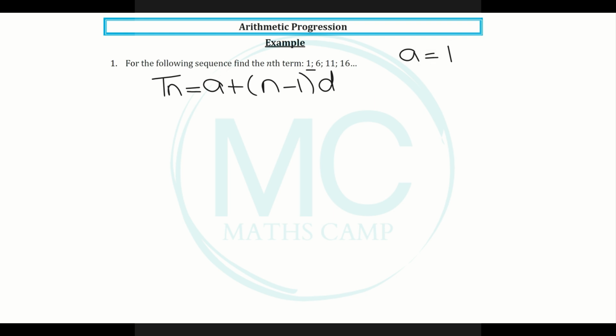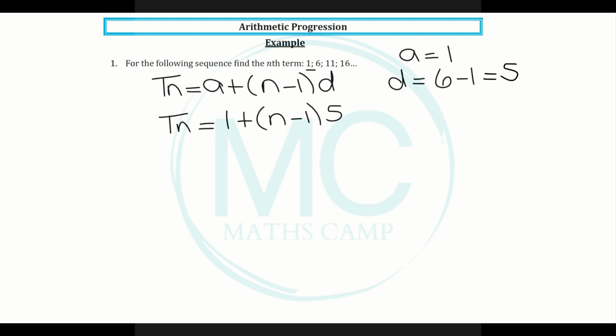d is the difference between any two consecutive terms. So let's look at the first and second term. You can say d is equal to the second term, 6, minus the first term, which is 1, and we see that d is equal to 5. Now in our formula, we can say that Tn is equal to a, which is 1, plus the bracket of n minus 1, multiplied by the constant difference of 5. Let's expand our bracket. We get 1 plus 5n minus 5. Adding like terms, for Tn we now have the equation 5n minus 4.